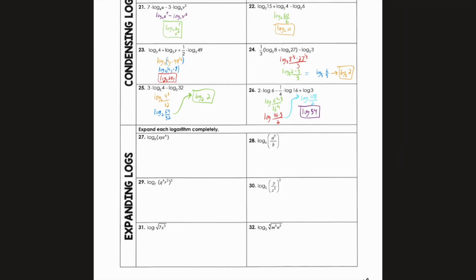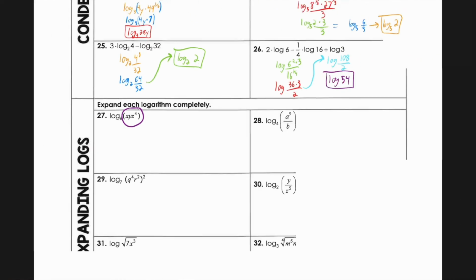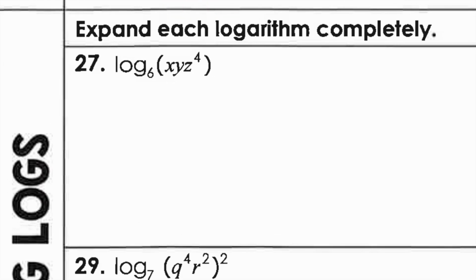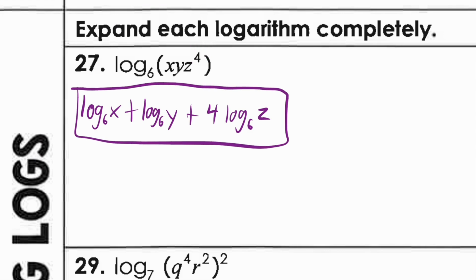Now we're going to expand these completely. So on 27, log base 6 of everything here. The parentheses are just telling us that all of that is inside the logarithm. And so we're going to make this 3 separate logs, each with base 6. Log base 6 of x plus, because it's multiplying, log base 6 of y plus 4 times log base 6 of z. Now we had to bring this 4 out in front as the coefficient for that last part to fully expand this. If you left it as z to the 4th, then it would not be fully expanded.